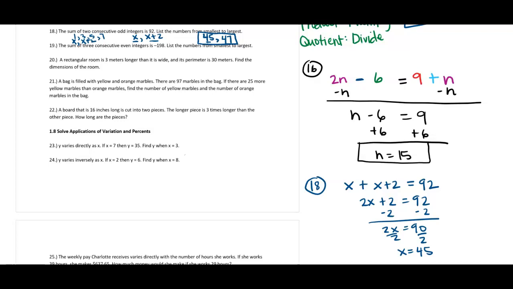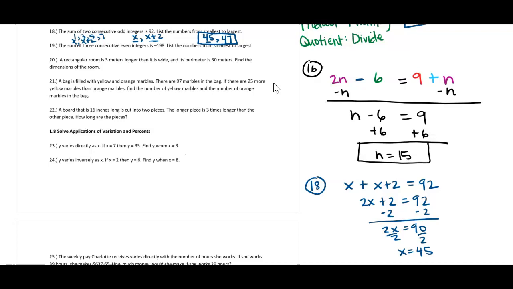Can we do 20? Yeah, let's do 20. All right, so 20 says a rectangular room is 3 meters longer than it is wide, right? And its perimeter is 30 meters. Find the dimensions of the room. So we want to know what the length and the width are.